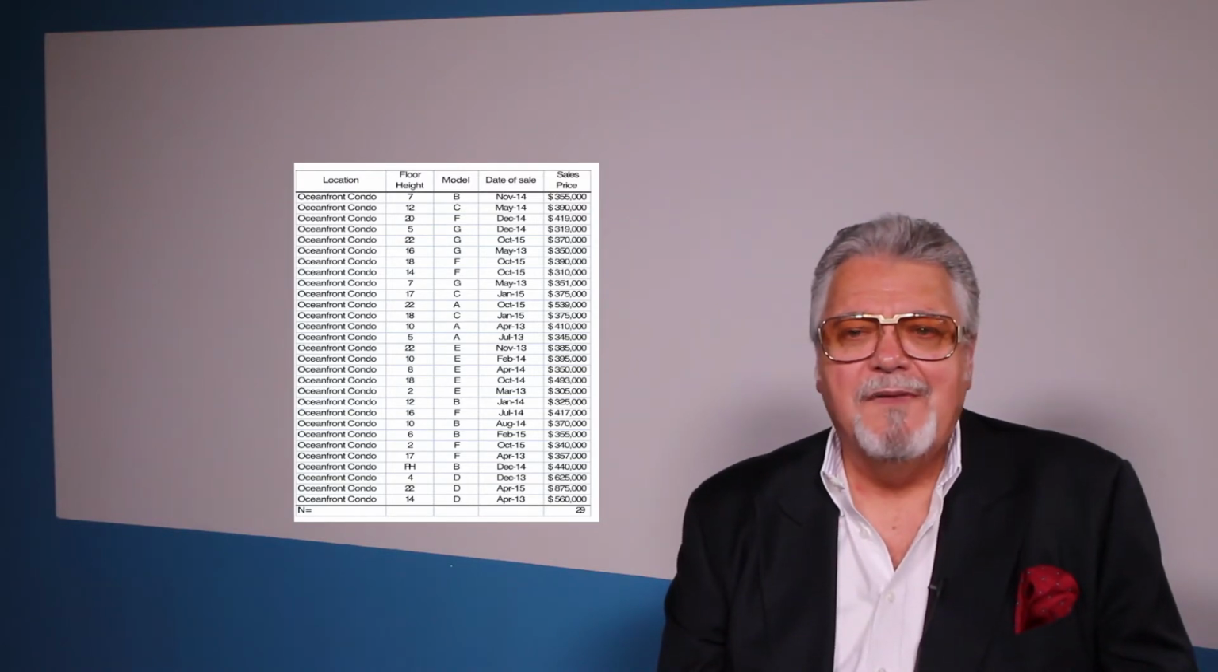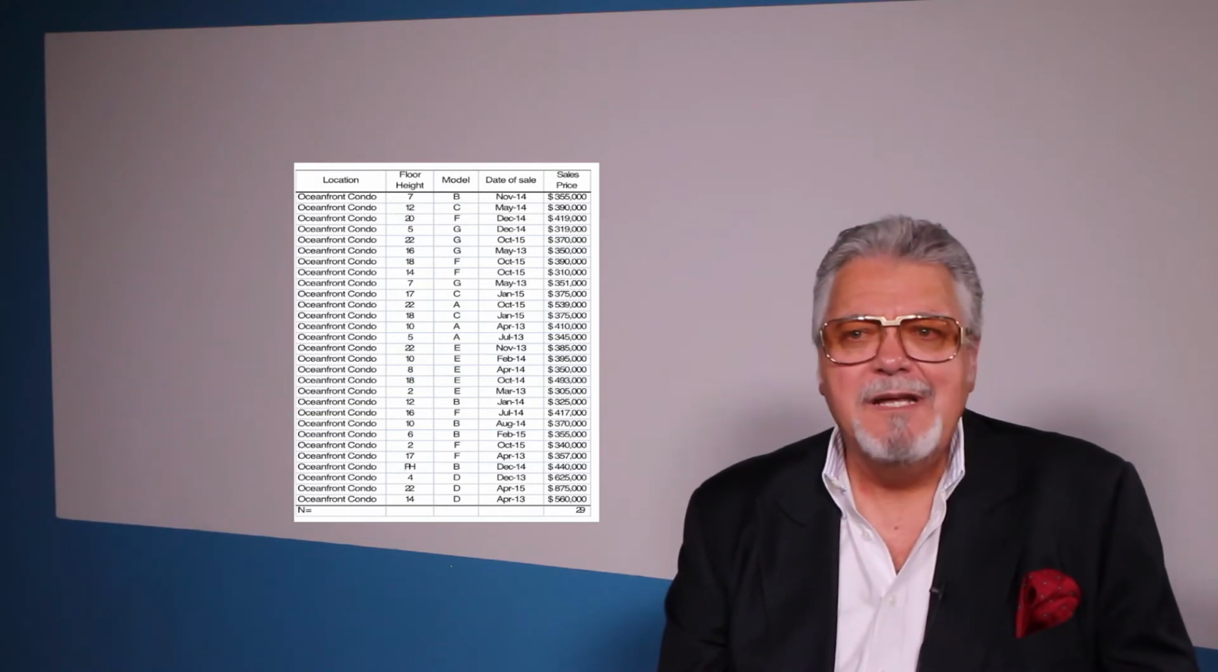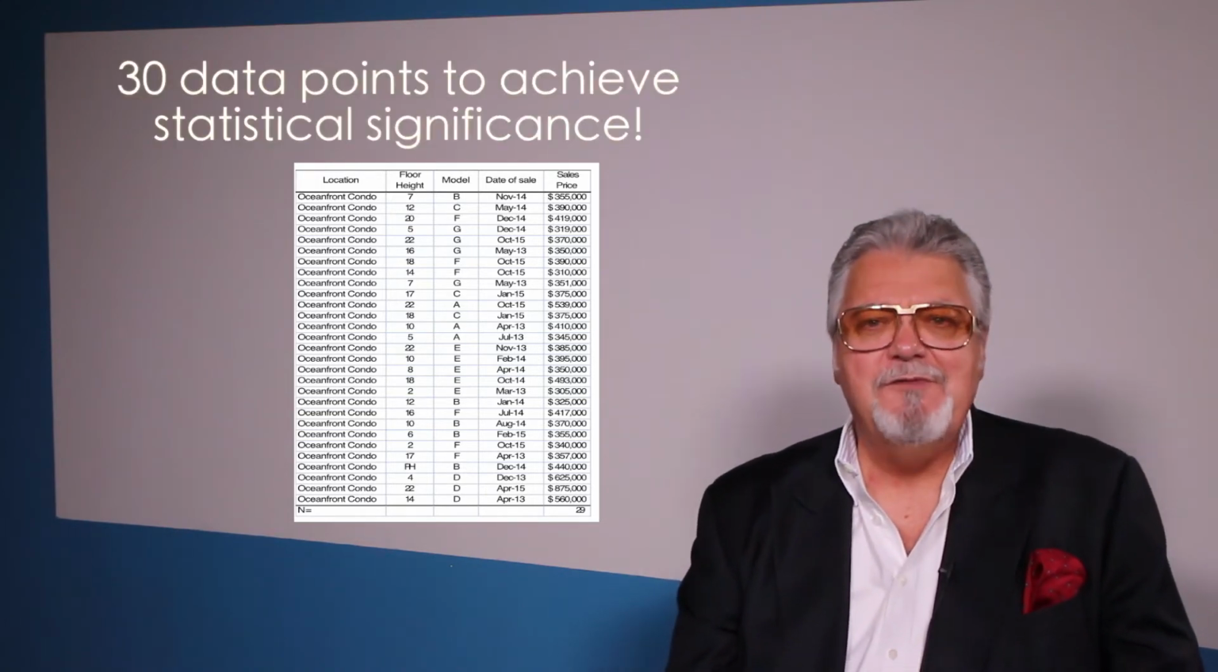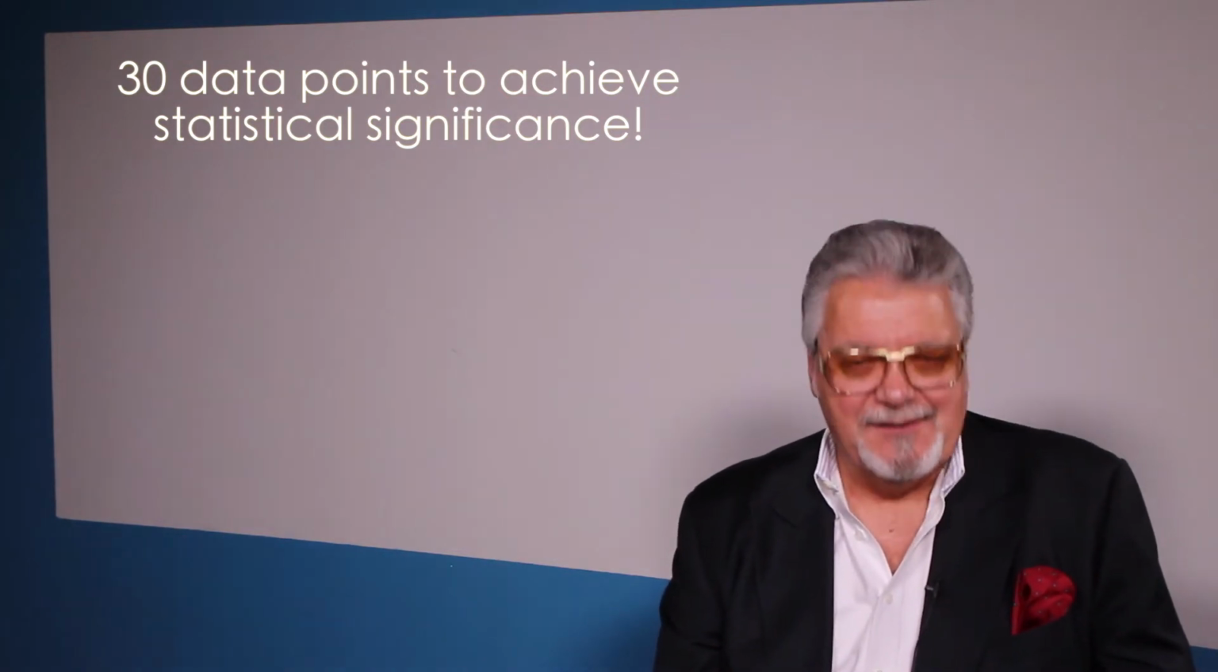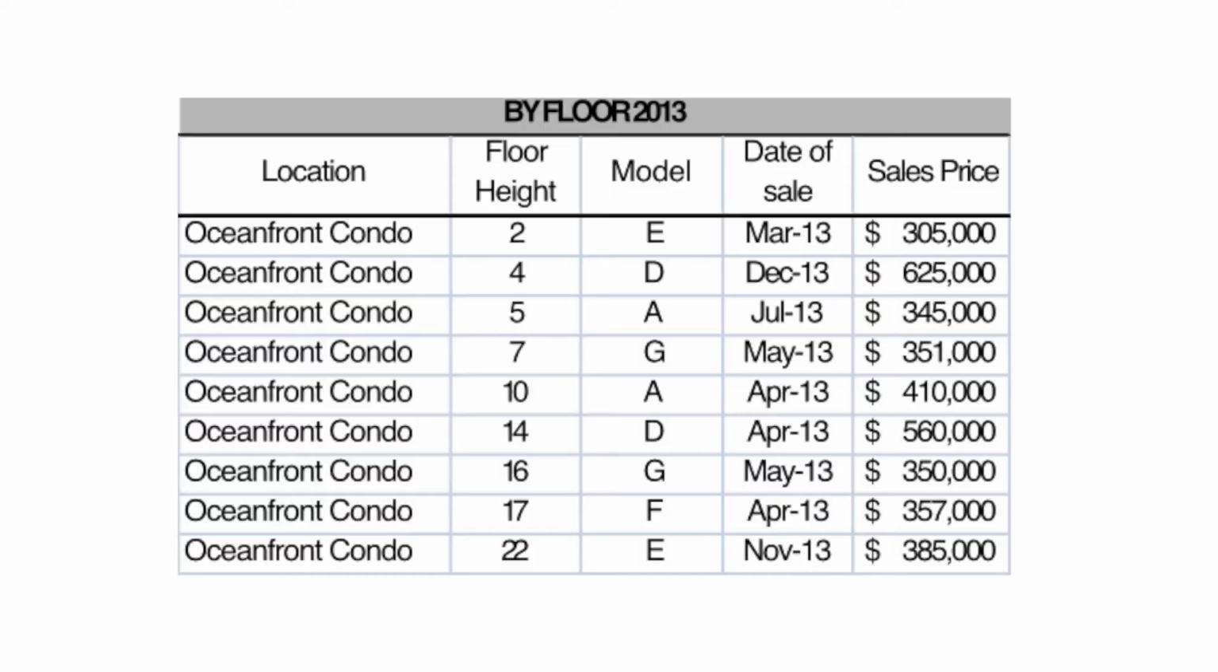Now, please note that you usually need a minimum of 30 data points to achieve what's called statistical significance. It's not always possible in what we do. There are ways to overcome that, but we're not going to talk about them today because they're outside of the scope of this course. So we're going to go with what we have. Now, let's look at this bottom graph. The 2013 sales are shown by floor. And it's clear that as your floor height increases, so does your sales price. Or does it? Let's take a look.